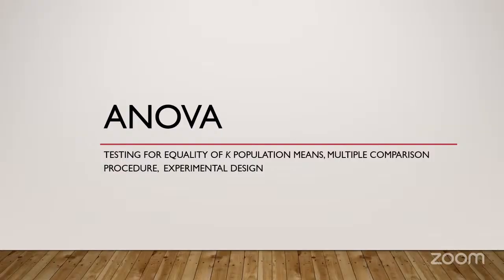How is that helping us in research? Because once we understand how something helps us in research, then we embrace it. Now, when we are testing equality of population means, multiple regression procedures or experimental designs, we find this very, very useful. Let's start with population means.